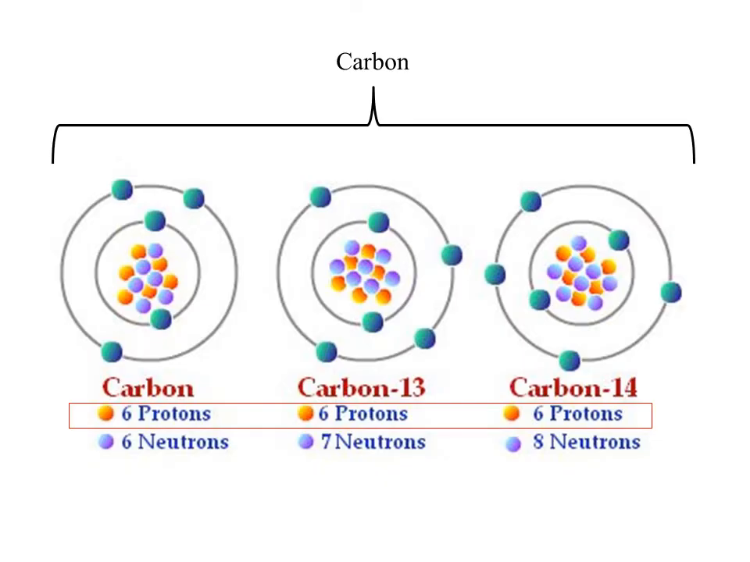This is another example of a variation, an isotope or an isoform. Carbon 12, carbon 13, and carbon 14. They all are carbon because they all have 6 protons. If it had an additional proton, it would not be carbon, it would be nitrogen.